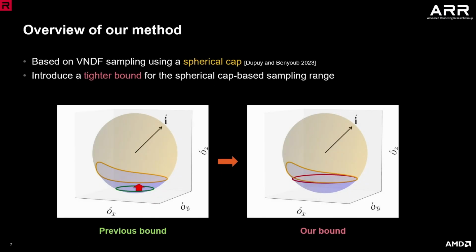Now, let's move on to our method. Before going into details, I will explain an overview of our method. First, our method is based on the state-of-the-art VNDF sampling method that uses a spherical cap domain. In our work, we introduce a tighter bound for this spherical cap-based sampling range. As shown in the image, the green line is the previous bound, and the red line is our new bound. By moving up the previous bound, we reduce zero contribution samples.